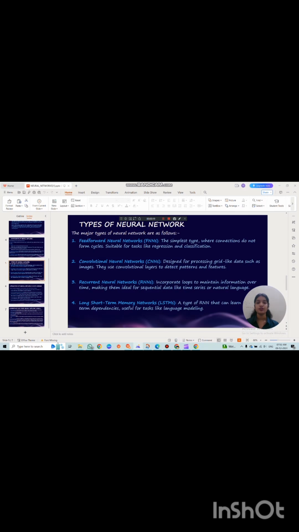Number 2. Convolutional neural network. Designed for processing grid-like data such as images. They use convolution layers to detect patterns and features. Number 3. Recurrent neural network. Incorporate loops to maintain information over time, making them ideal for sequential data like time series or natural language. Number 4. Long short-term memory networks. A type of RNN that can learn long-term dependencies, useful for tasks like language modeling.